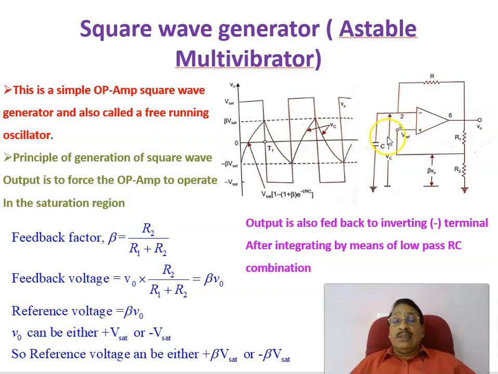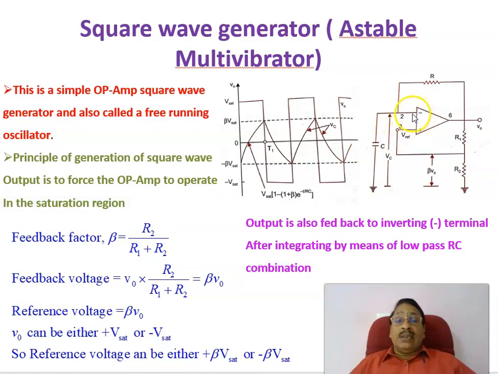That is, it will automatically give a square wave output if you connect it like this, and that is why it is called a free running oscillator. The principle of generation of the square wave output is to force the operational amplifier to operate in the saturation region, so that the output voltage will be either plus Vsat or minus Vsat.